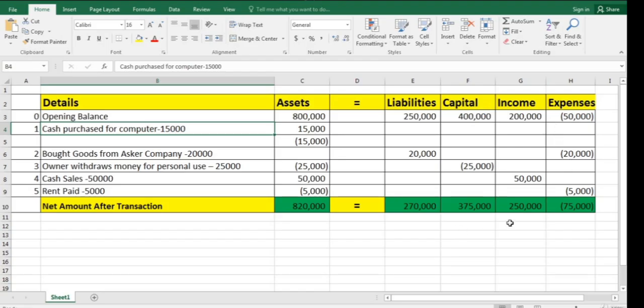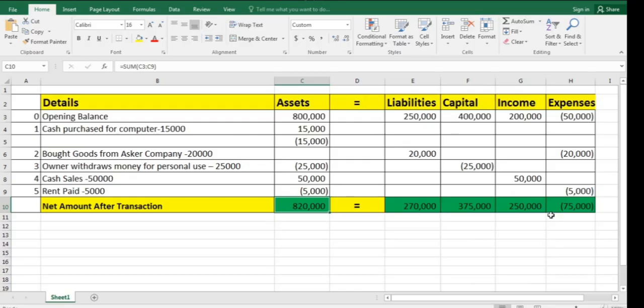Now after changing, you can see 820,000, and after that you can see 820,000. So always assets equal liabilities plus capital plus income minus expenses. So this is the double entry system with the accounting equation.